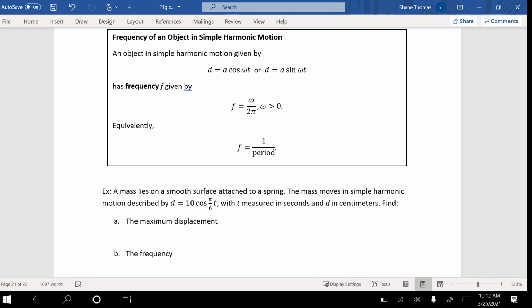All right, so an object in simple harmonic motion given by the same two as before, same exact two things. Now the frequency is basically like the period. One period is one revolution, essentially. Okay, just a little bit different wording. That's the only thing. It doesn't really change much.